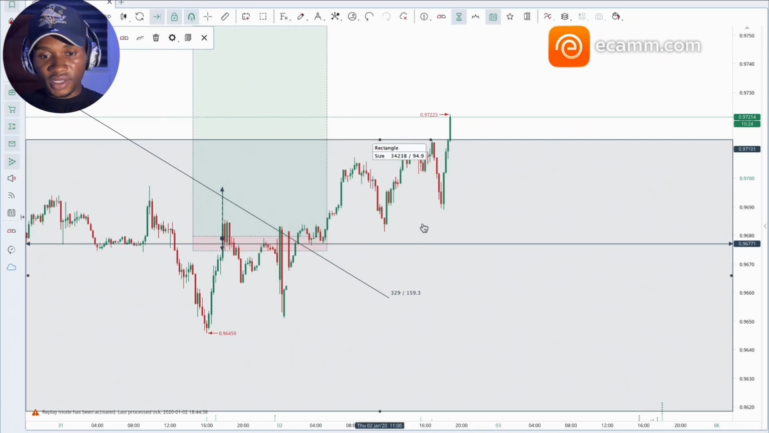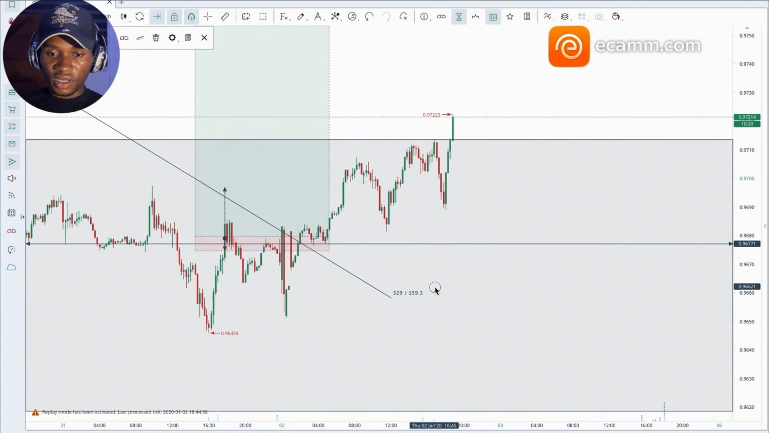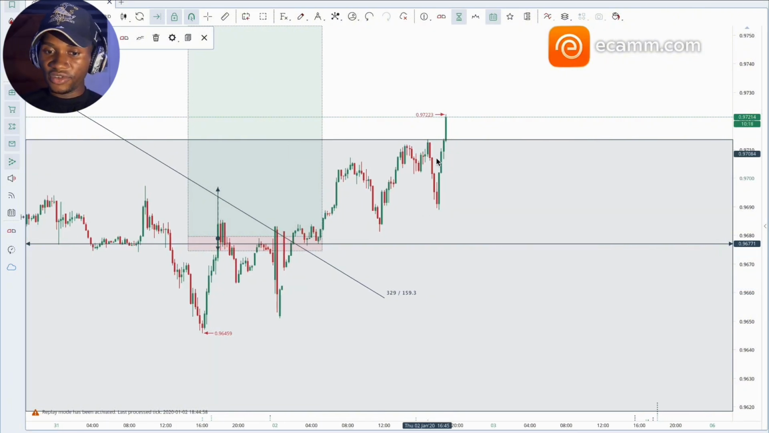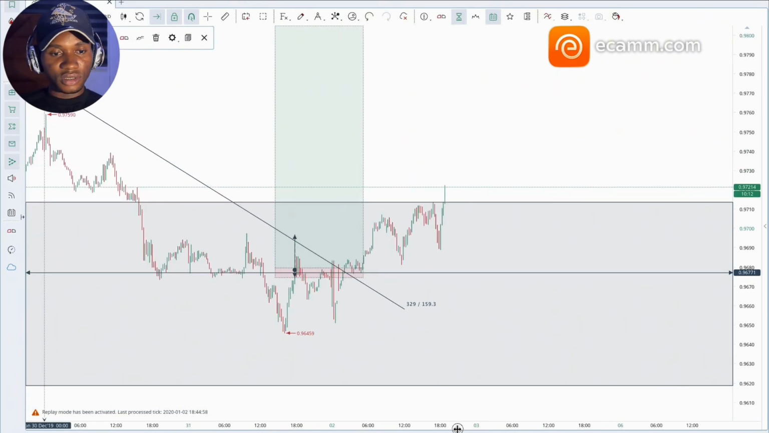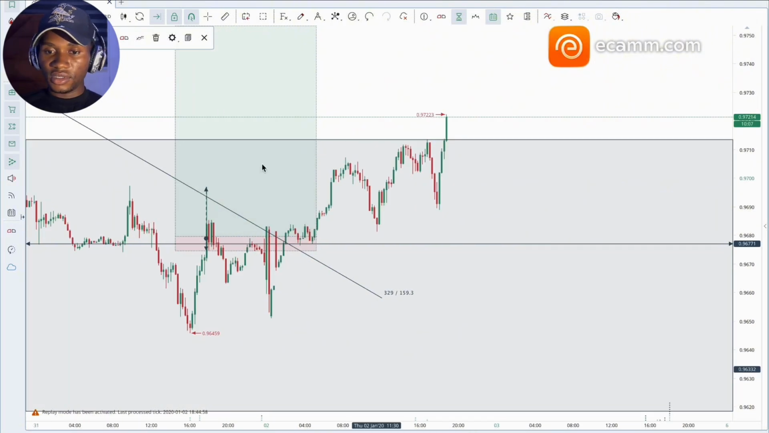Now this formed an end pattern, but you still stay in this market because basically this is from the 15-minute time frame and the higher time frame is bullish. So you want to still stay in the market.